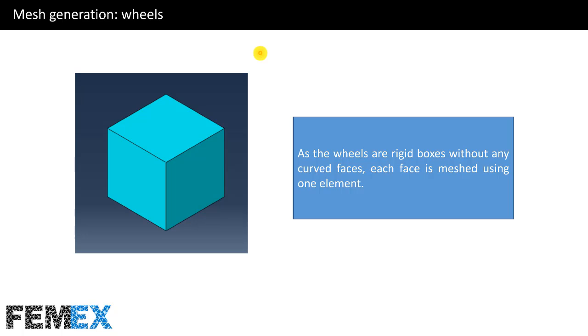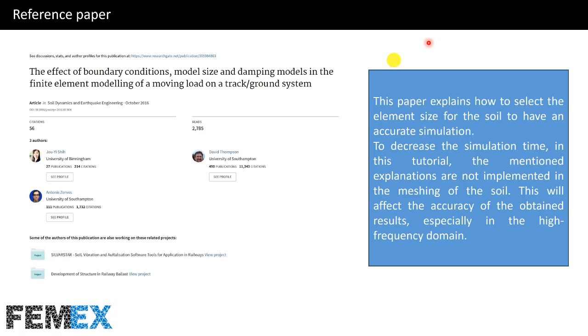Now I want to talk about mesh generation. As the wheels are rigid boxes without any curved faces, each face is meshed using one element. Here we have the second reference paper. This paper explains how to select the element size for the soil to have an accurate simulation. To decrease the simulation time, in this tutorial, the mentioned explanations are not implemented in the meshing of the soil. This will affect the accuracy of the obtained results, especially in the high-frequency domain.